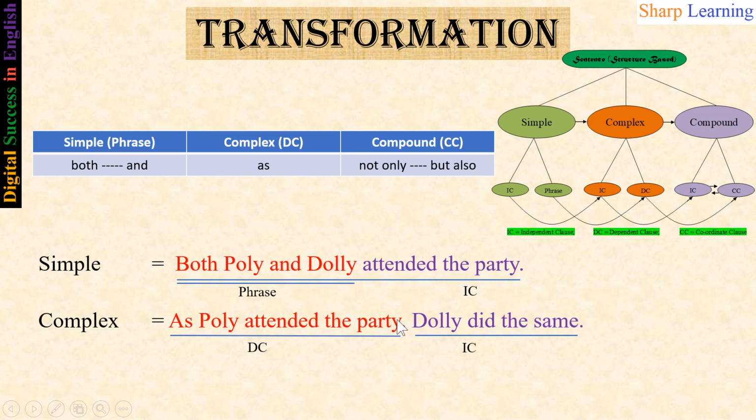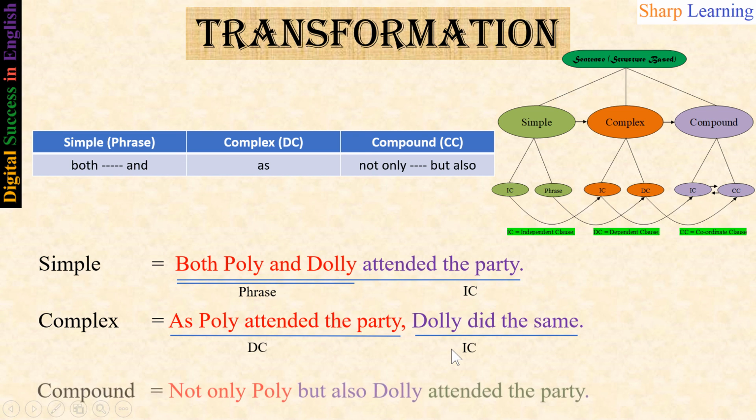As Polly attended the party, it is DC. Dolly also attended the party. We have not told the full sentence, but for making a shortcut we have used it in this way. Dolly did the same. That means Dolly also attended the party. First part DC and that is IC. In this way, it has been a complex sentence.